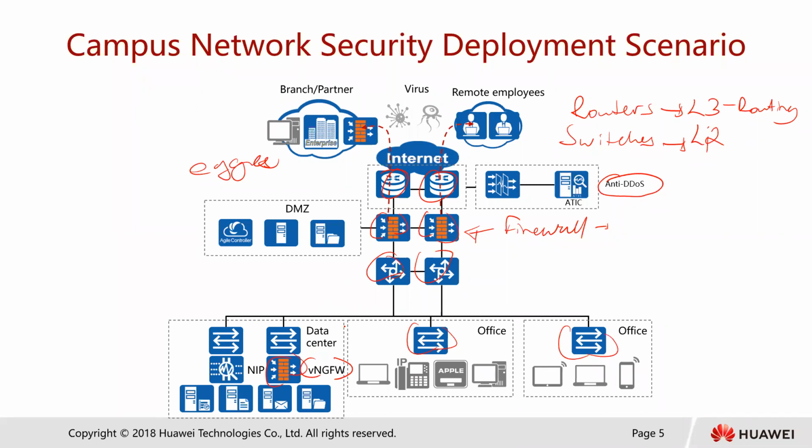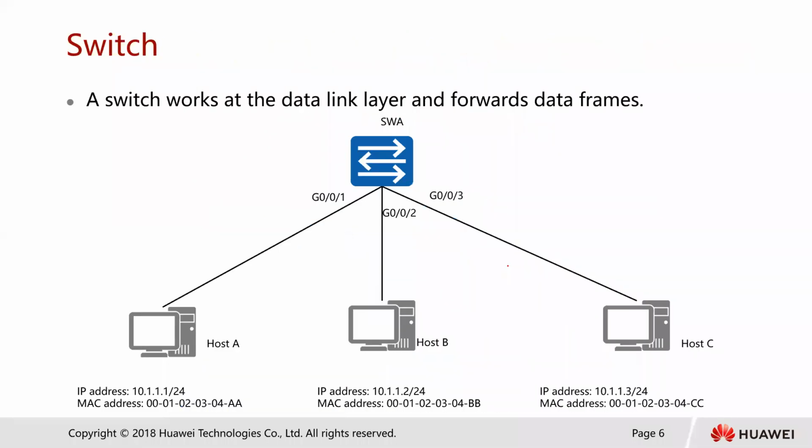The NIP is the network intrusion prevention. These devices are used in a Huawei developed intrusion system, and they can be deployed in a data center to provide protection against intrusion, and so on and so forth. And of course, computers, VoIP (voice over IP), Apple computers, mobile phones, laptops, and so on. So let us look at a switch.